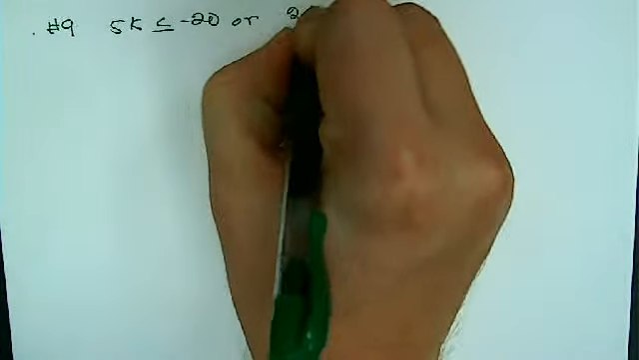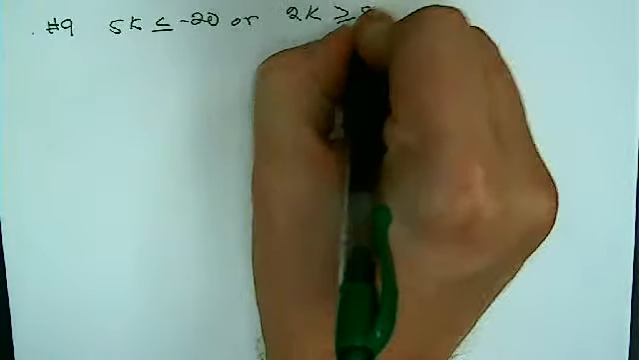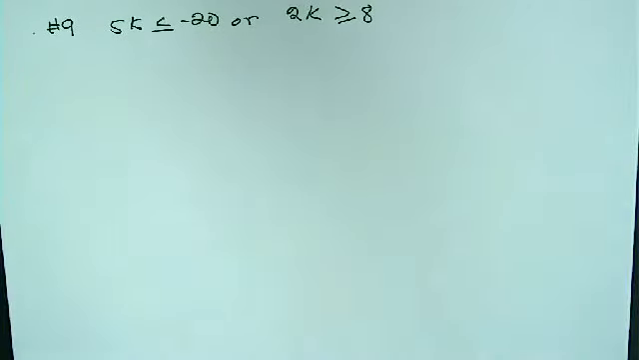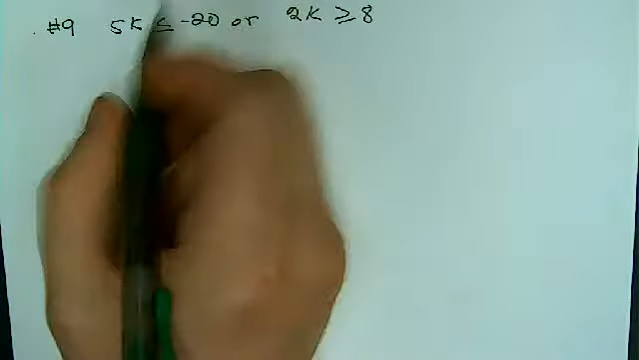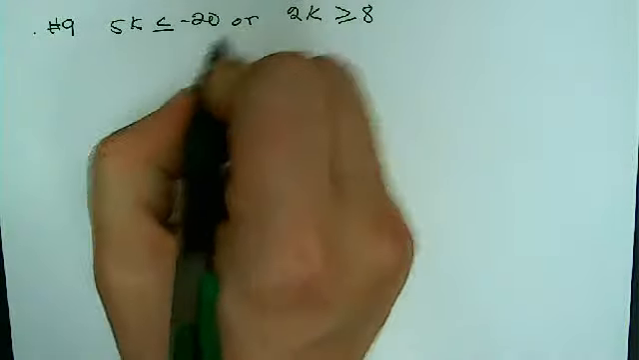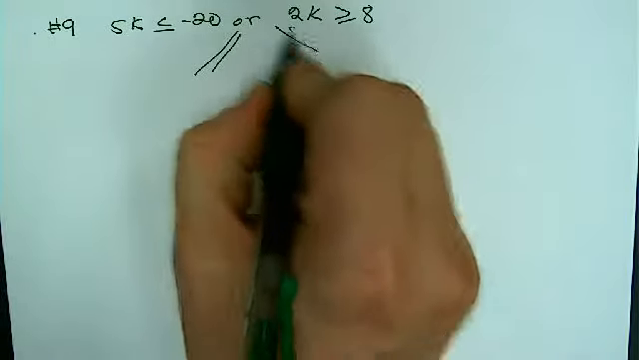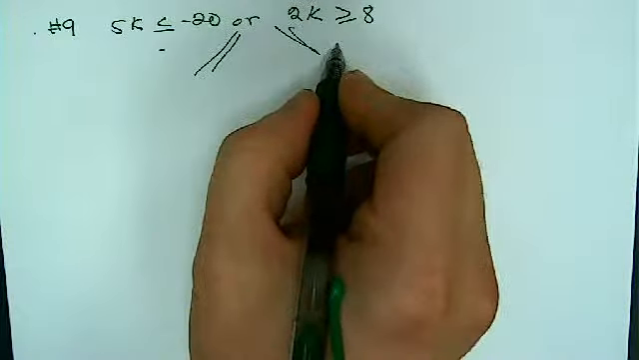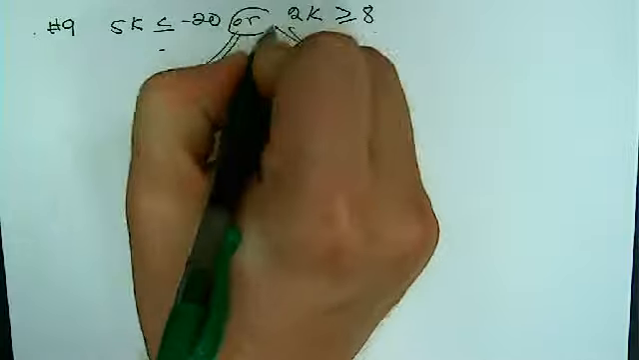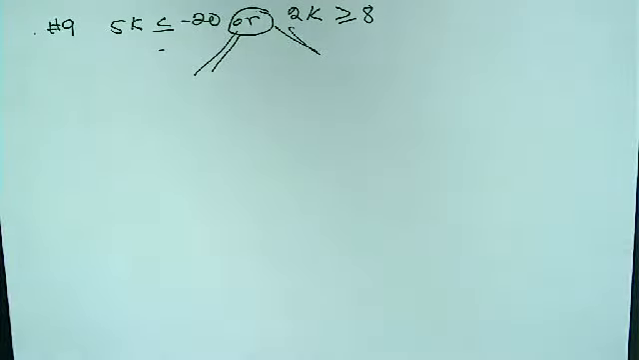Here's what we're looking at. It says 5k less than or equal to negative 20, or 2k greater than or equal to 8. Now, if you're in that group of people that doesn't have this done perfectly, you didn't have the right answer, you do want to copy this down to your notebook. So, in all of these problems, you want to think of this as two problems to do separately, and then deal with the word or to link them up once you've graphed them.